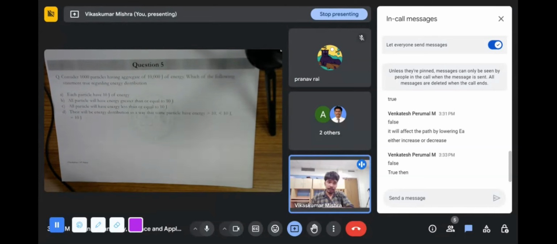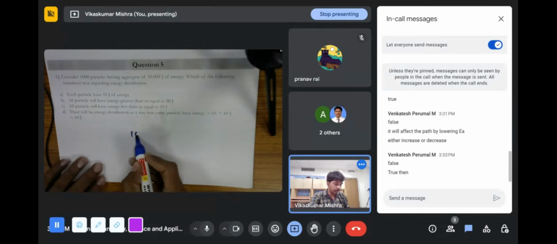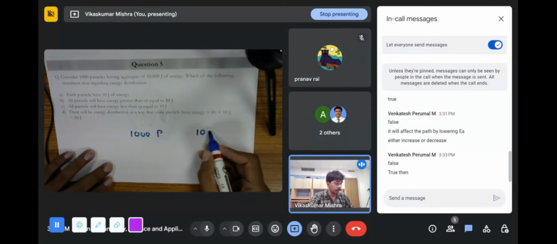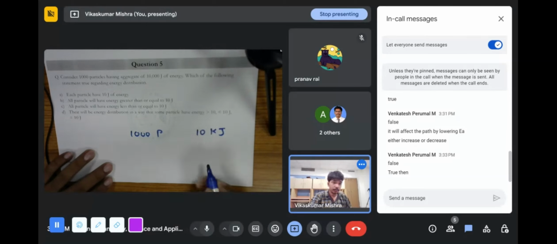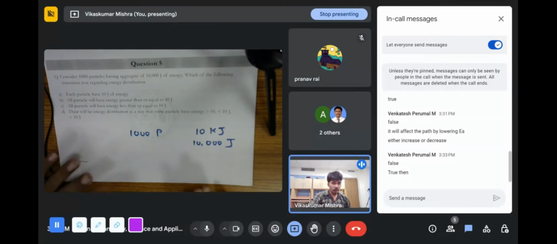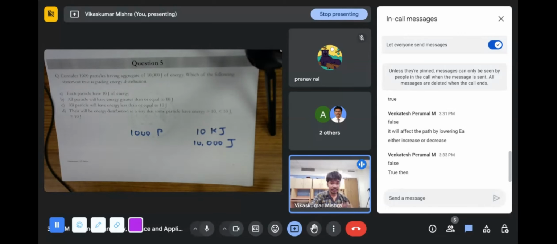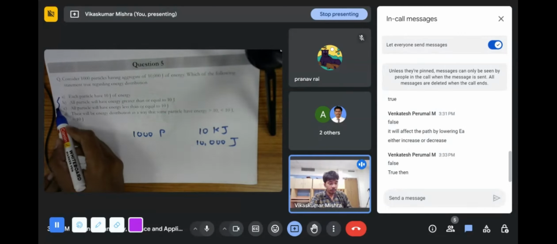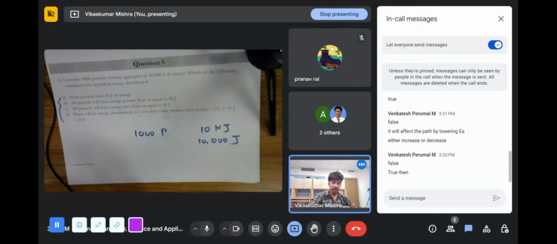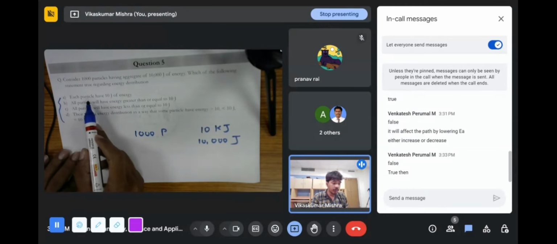So in total we have 1,000 particles, and the overall aggregate energy which we have is 10 kilojoule, 10,000 joule. So on an average, again it's an aggregate, it's a rough estimation. Now let's go to this fourth point, that in reality, how the energy is distributed among these particles. We have seen in the lecture how the energy among the particles will distribute. So let's see, each particle will have 10 joule of energy.